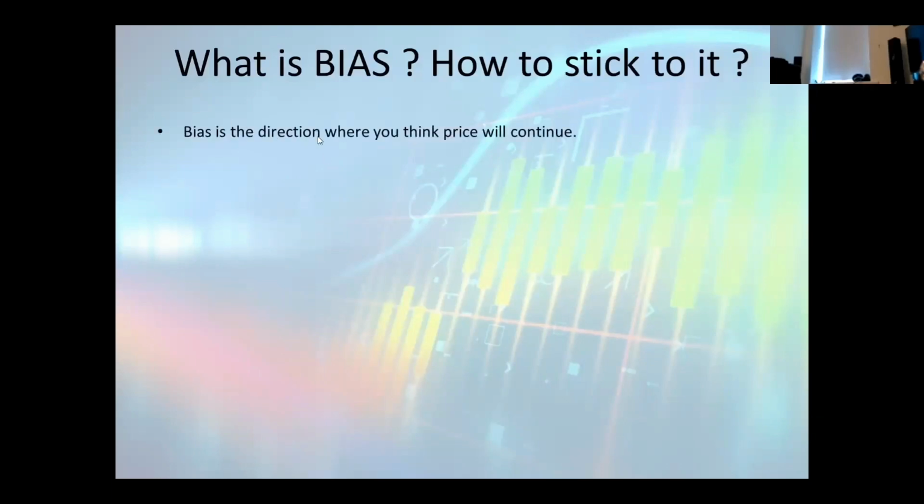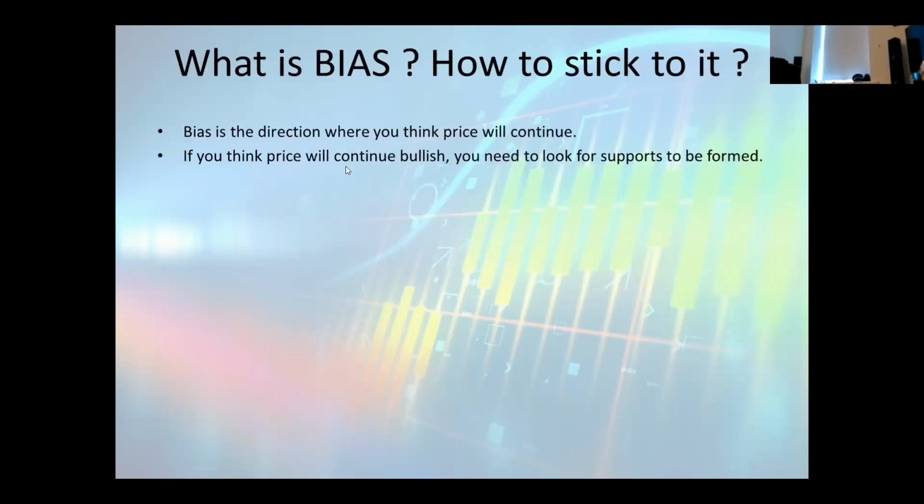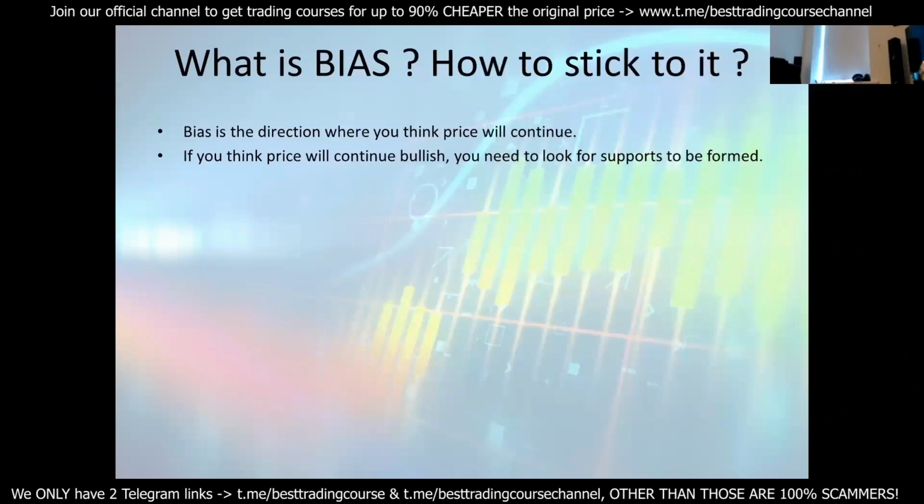Bias is the direction where you think price will continue. We already talked about this. If you think price will continue bullish, you need to look for supports to be formed. That's your bias. Now a lot of people go down the rabbit hole saying, oh, what if the daily is like this, and the 4 hours like this, and the 1 hour is like this, and the 30 minutes like this? Man, think about it.